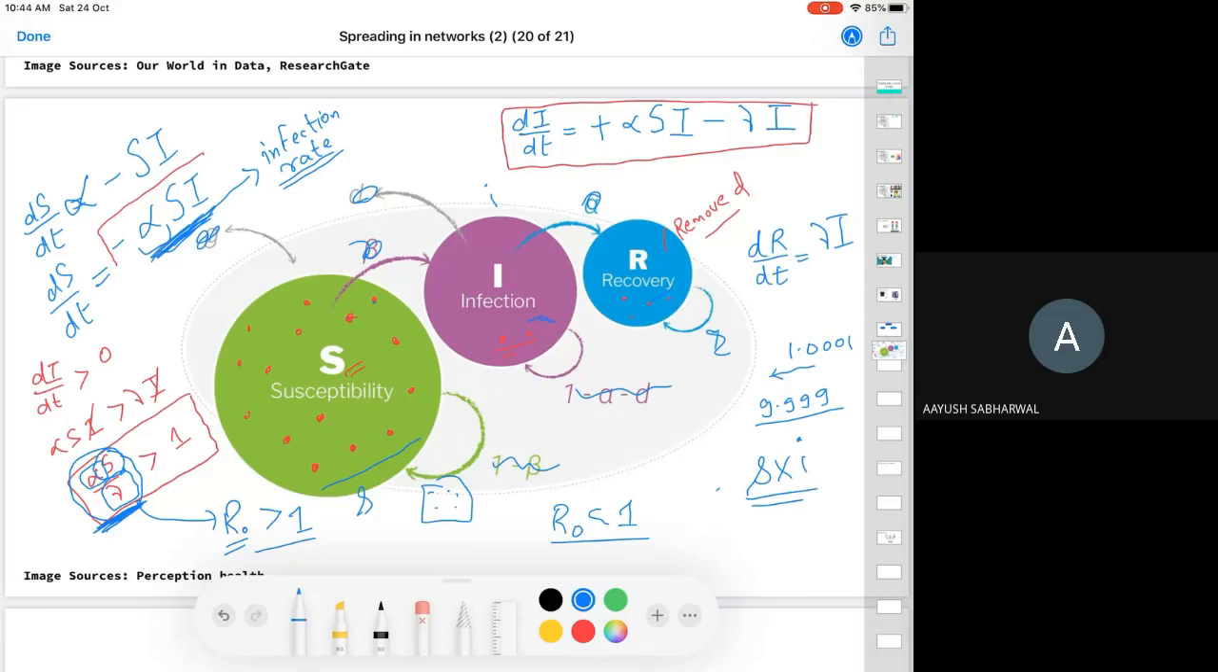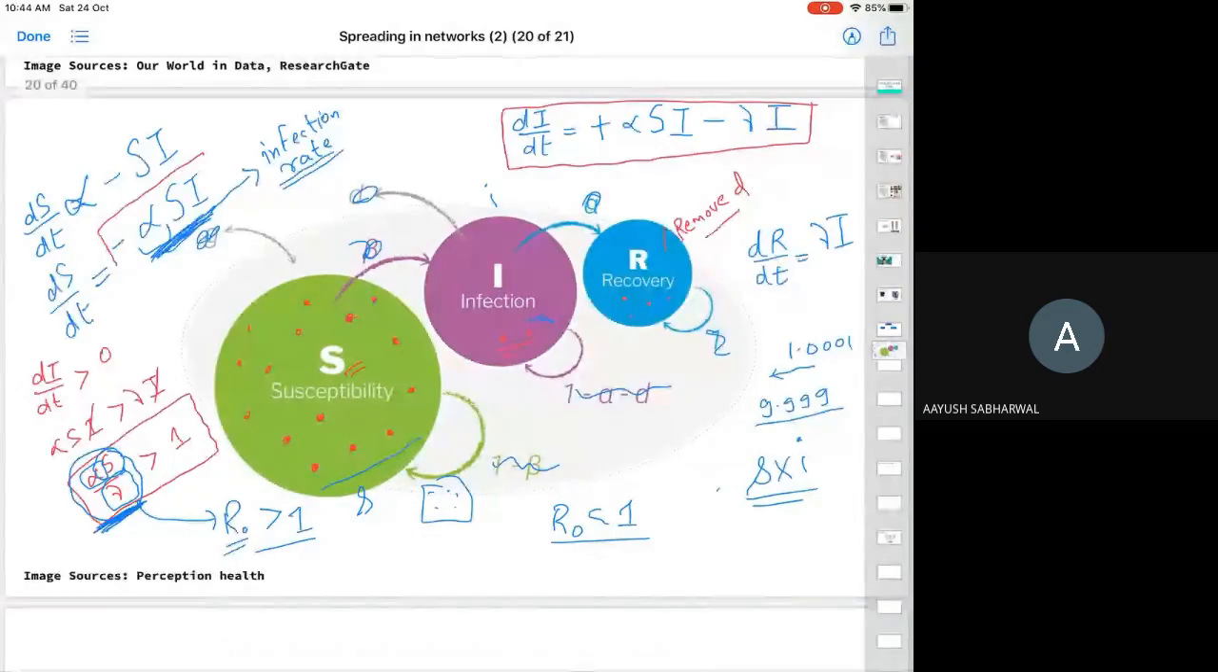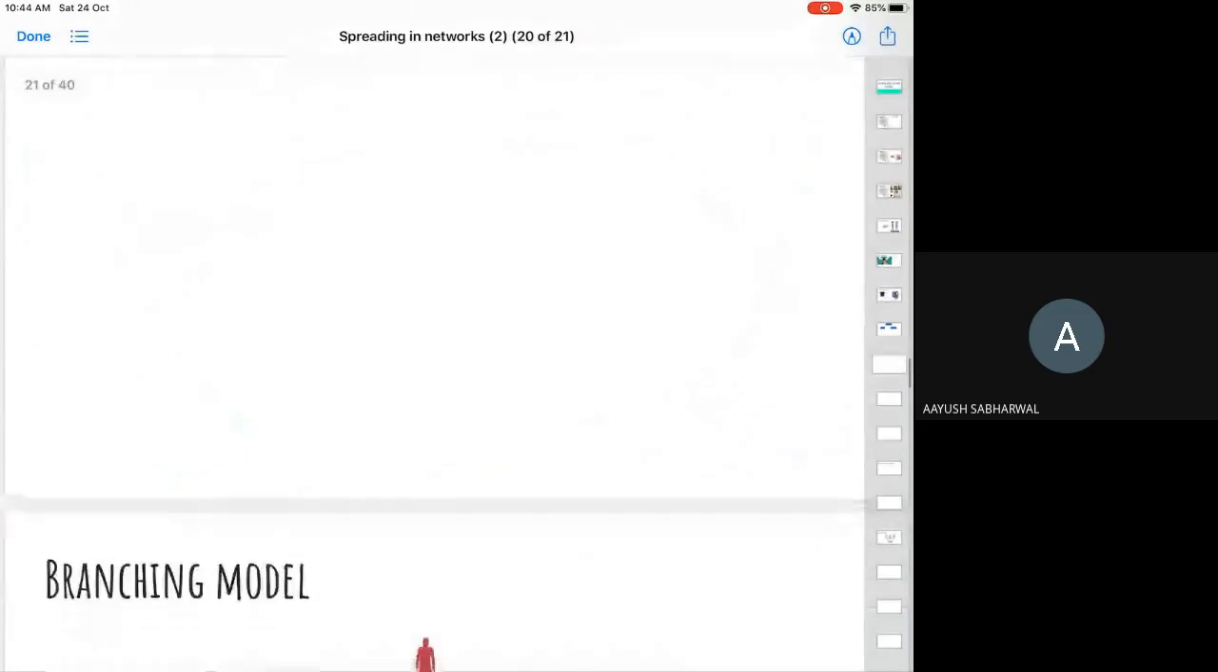How do you increase the recovery rate? This one is a bit difficult to change. To increase the recovery rate, that's where vaccination comes into the picture. So once you have a vaccine for a disease, you can actually increase the recovery rate and help remove this disease from the population. This is one way in which you can model the spreading of a disease.